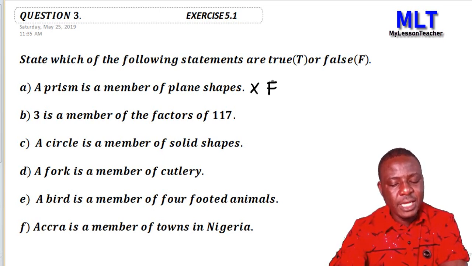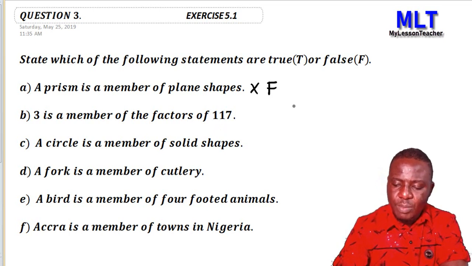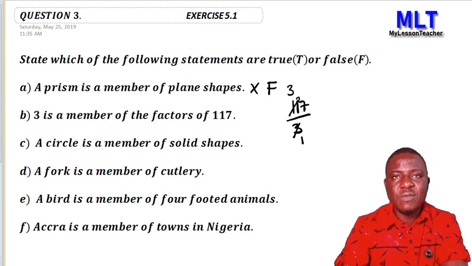B says 3 is a member of the factors of 117. A factor is said to be a smaller number that can divide a bigger number without a remainder. So we ask ourselves, is 117 divisible by 3? Yes, 117 is divisible by 3. This is why 117 divided by 3: 3 into 11 is 3 remainder 2. This becomes 27. 3 into 27 is 9. So this is a true statement.